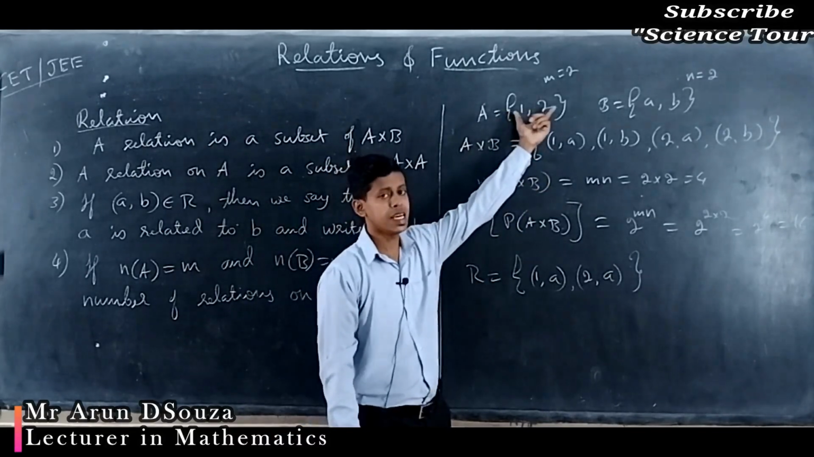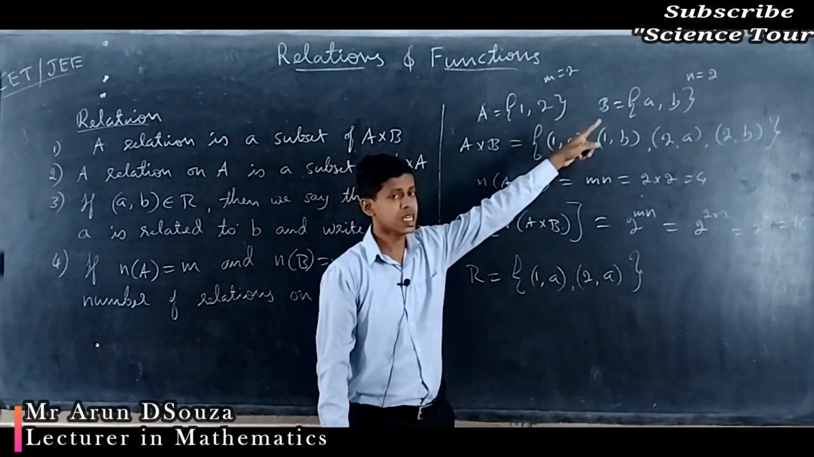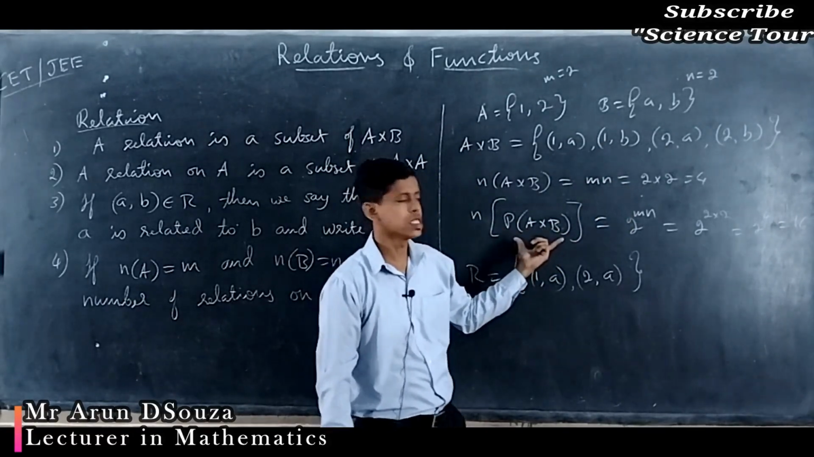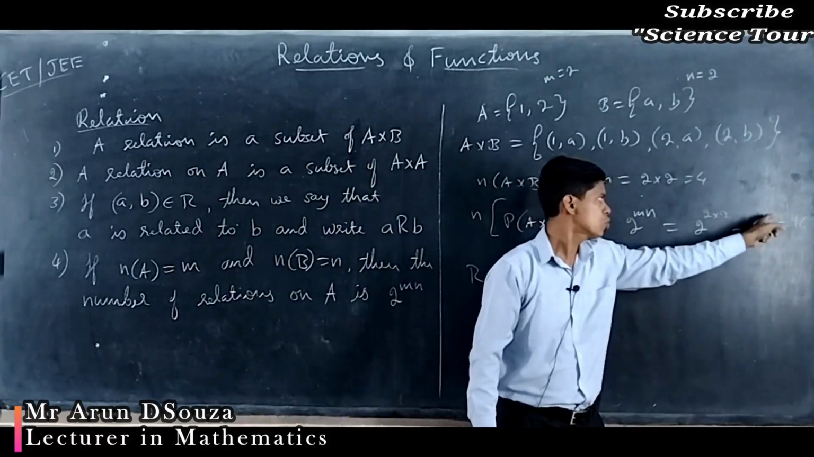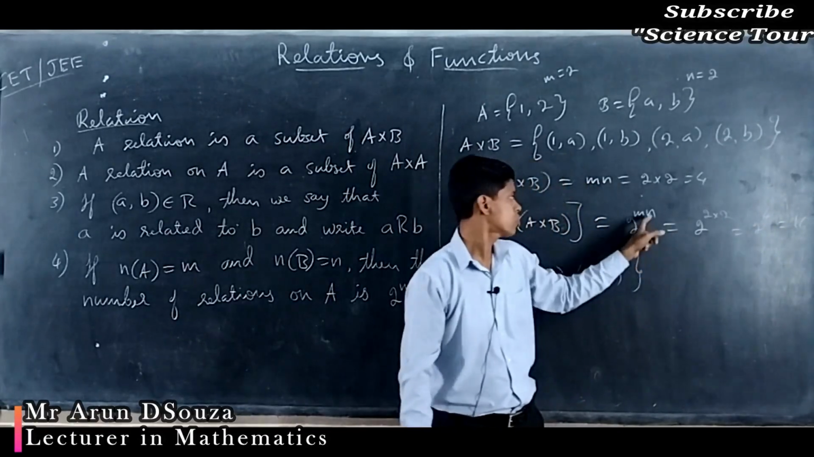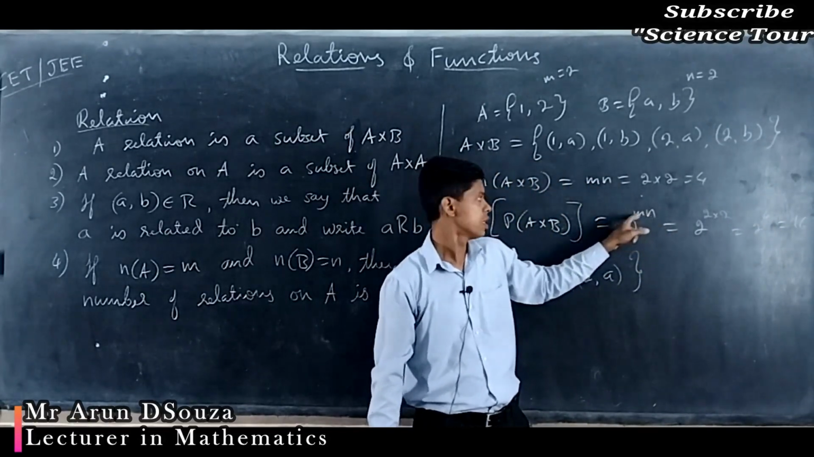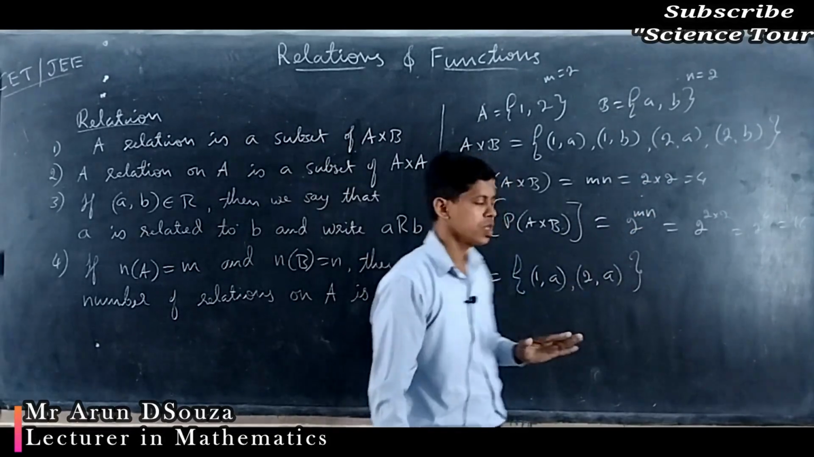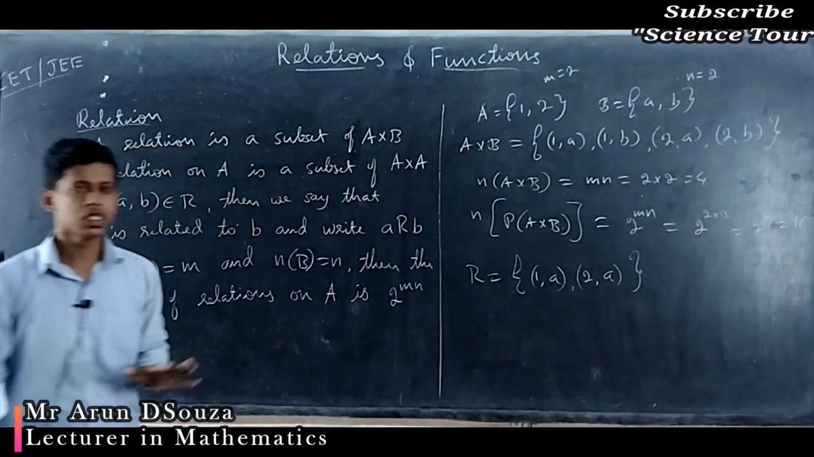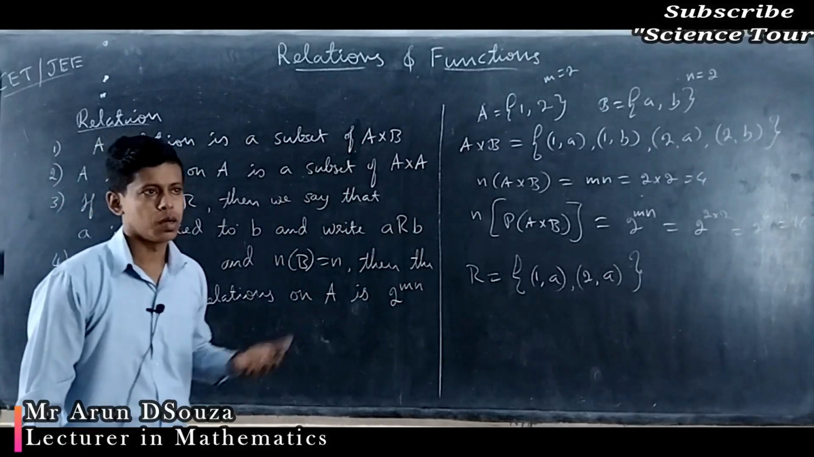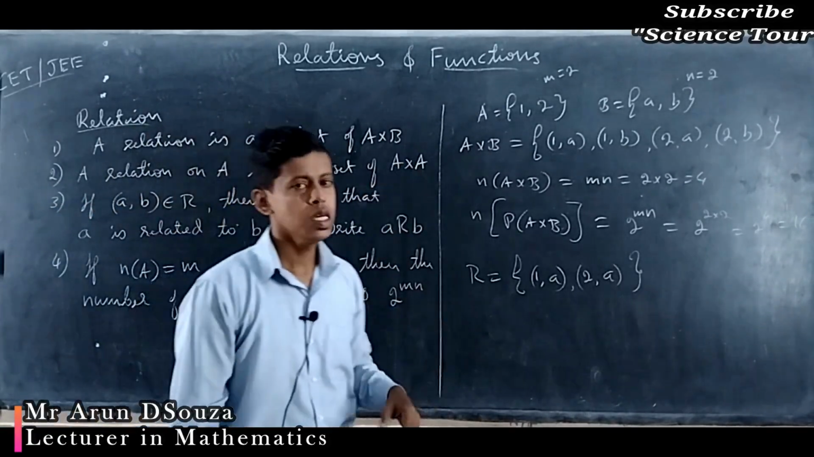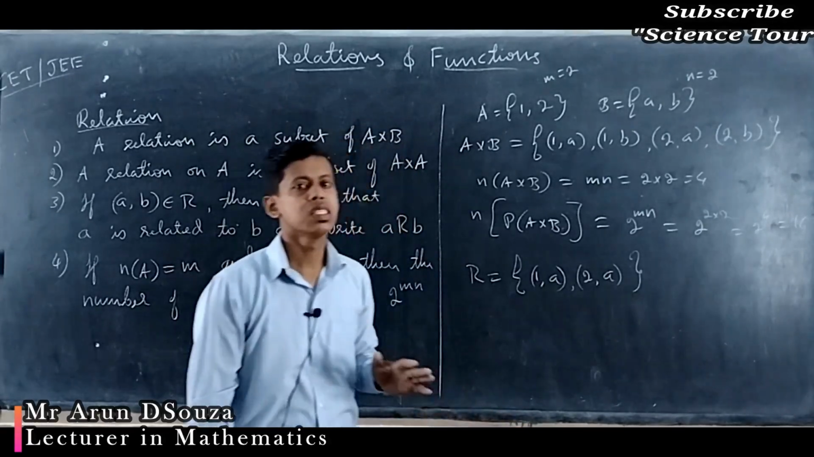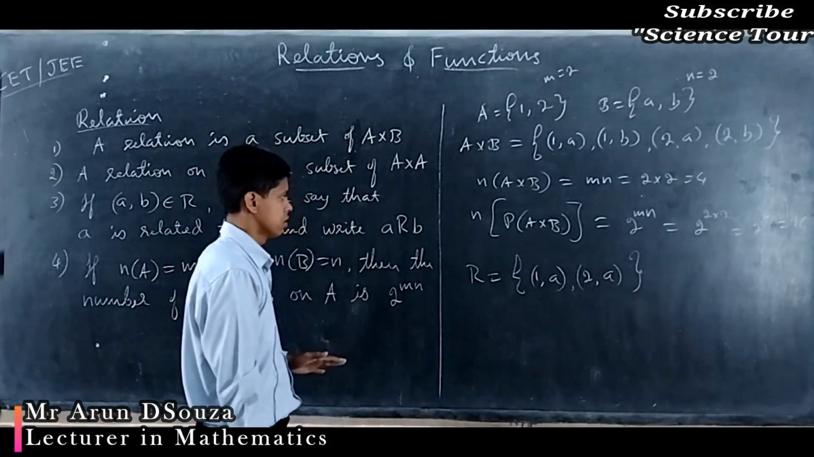So if A has m elements and B has n elements, then the total number of relations, the total number of subsets possible, is 2 raised to mn. Here m is 2 and n is also 2. So please understand the connection. What is a relation? A subset. So the number of subsets of A cross B is the number of relations. They mean the same thing.